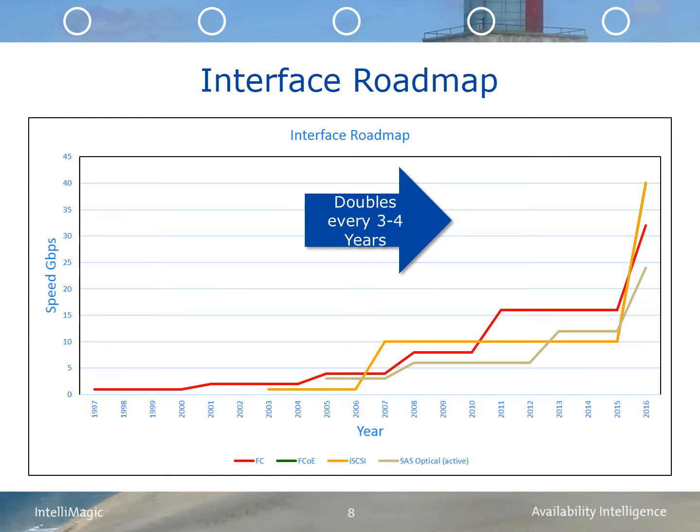This chart depicts the interface roadmap for Fibre Channel, Ethernet, iSCSI, and SAS. And really, these are fairly recent trends. There's not a lot of data on them. They tend to double every 3 or 4 years. And what we're seeing is kind of a convergence in terms of the trends, in terms of throughput. And the speed that we're talking about now for a single interface is between 25 and 40 gigabits per second.